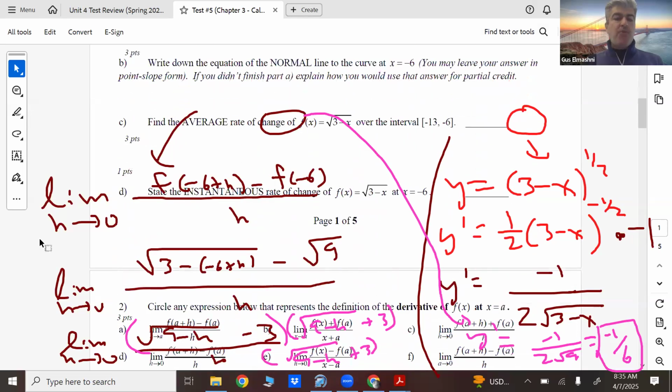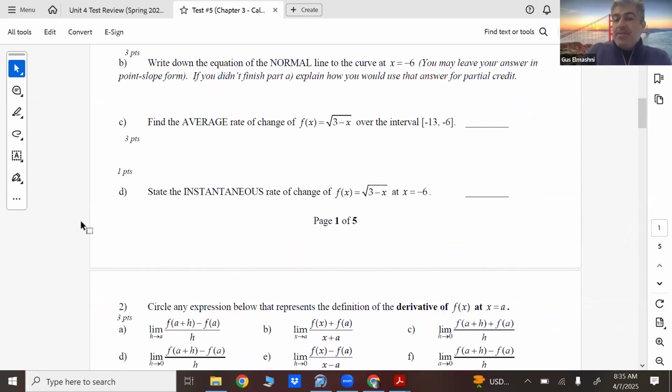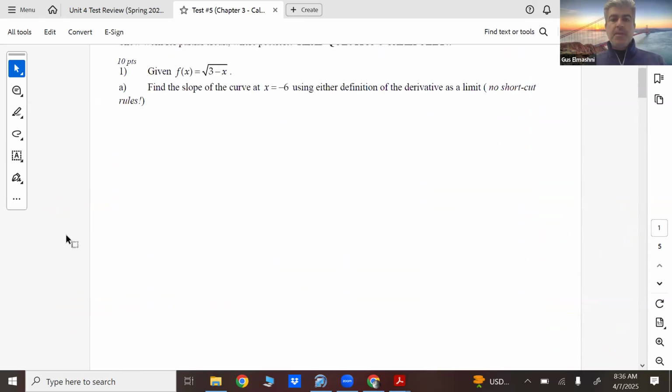This one here, average rate of change, you know what that means. And that's just an extension of what you did in part A. So that should be pretty simple. It's just asking to find the derivative at -6. Find the slope. I'll only ask that once on the test. So I'm not going to make you do the long way more than once, just once.